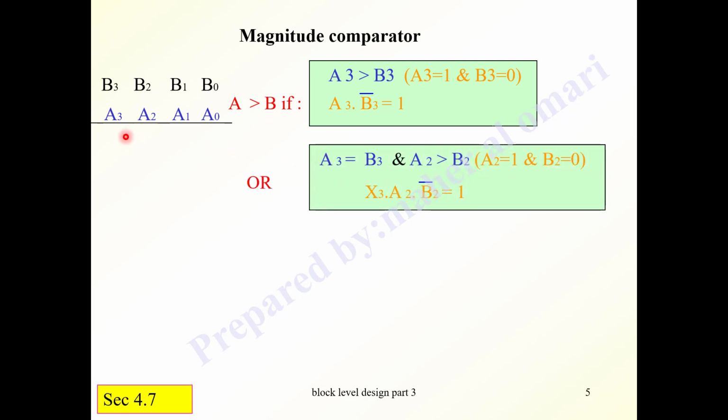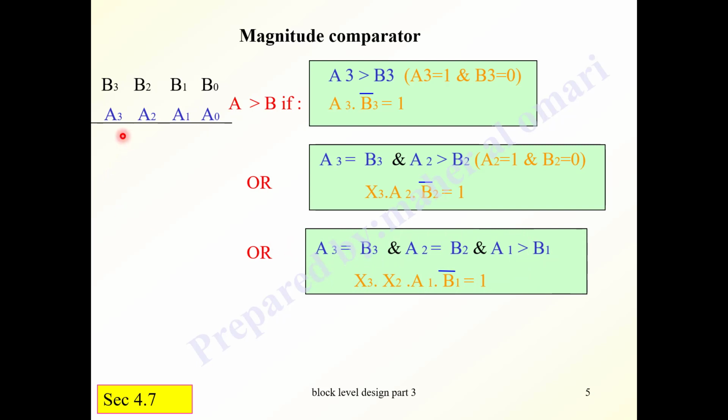If A3 is equal to B3 and A2 is greater than B2, meaning A2 equals 1, B2 equals 0, while A3 equals B3. Okay, let's say that the condition A3 equals B3, let's name it X3. So when X3 is equal to 1, and A2 equals 1, and B2 equals 0, that means A is greater than B.